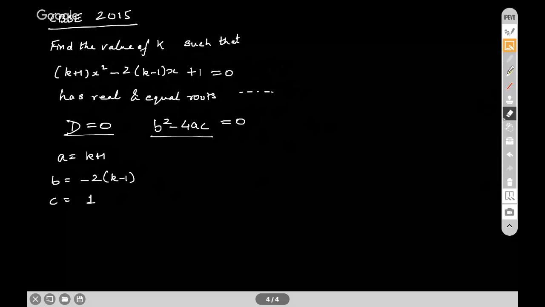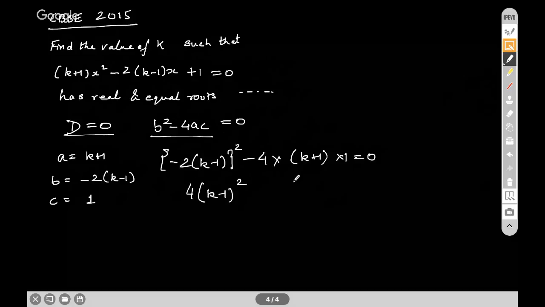Now let us find out the value of D. So b square, hence write 2 into (k minus 1), and do not hesitate to put as many braces as possible. So twice (k minus 1) whole square minus 4 into a. A is k plus 1 and c is 1. And this must be equal to 0. So for real and equal roots, this must be satisfied. Now, if you square it, the negative sign has got no effect. So it is 4 (k minus 1) whole squared minus 4(k plus 1) must be equal to 0.